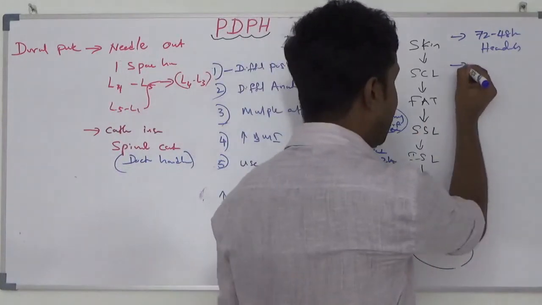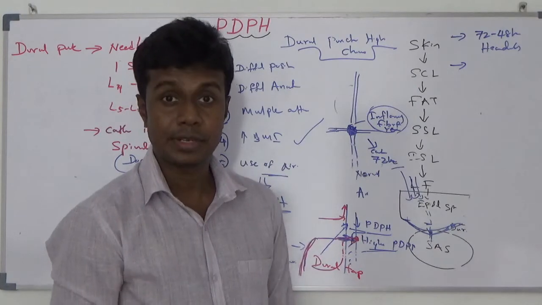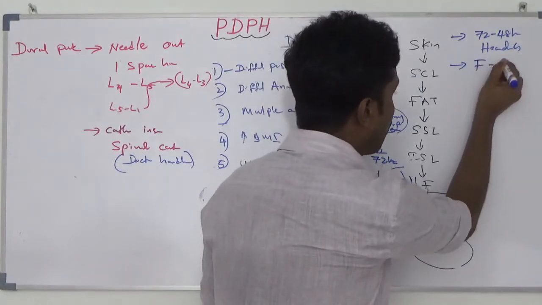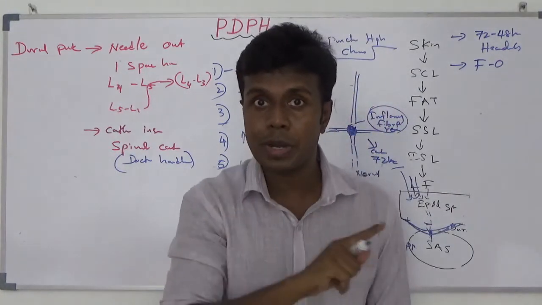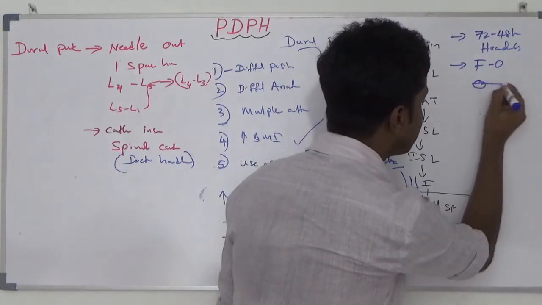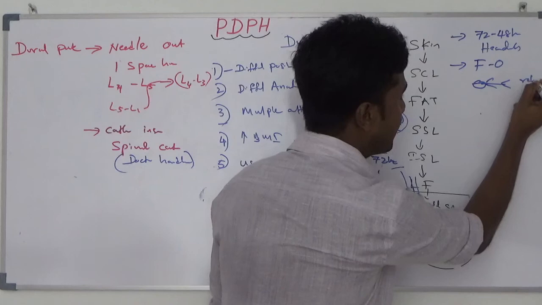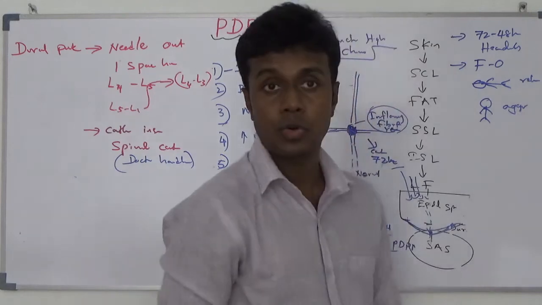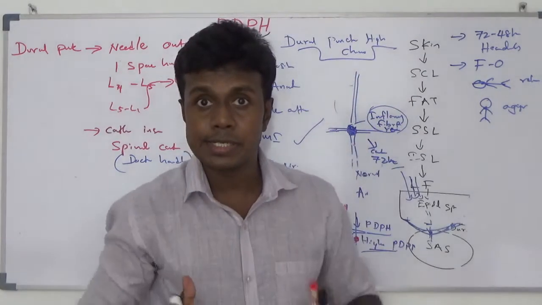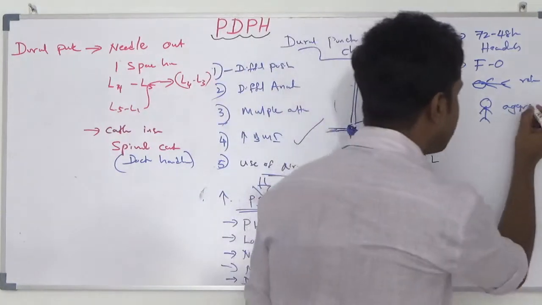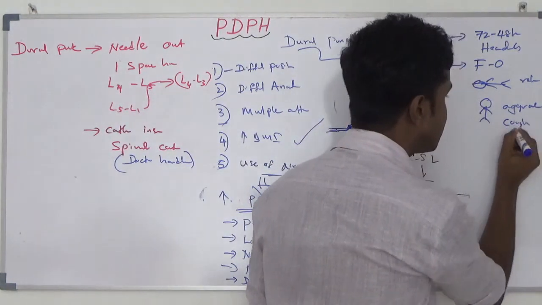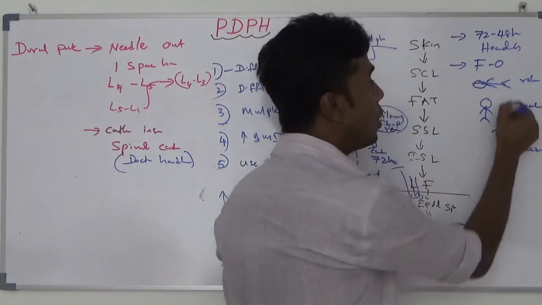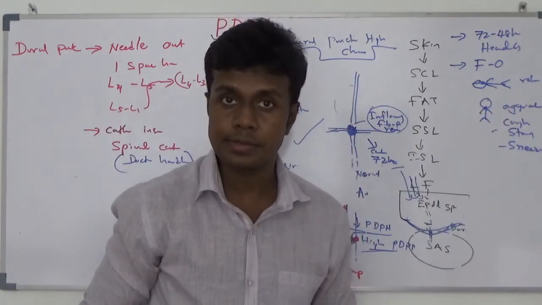Number two, that headache has classical features. Fronto-occipital headache, relieved by supine position, aggravated by standing. Not only that, coughing, sneezing, straining all aggravate this headache.